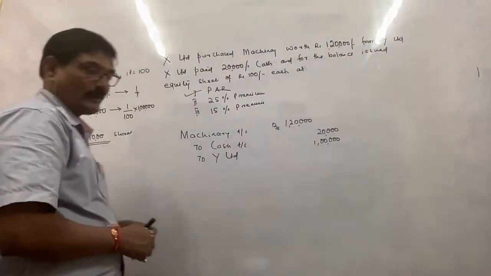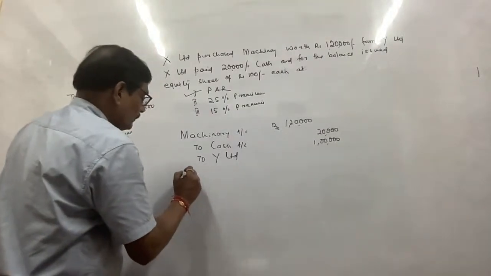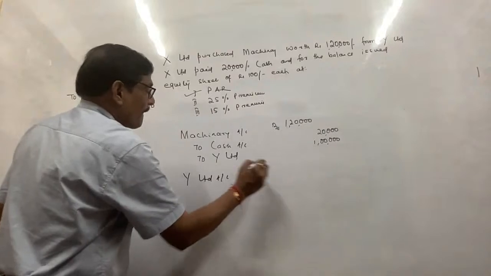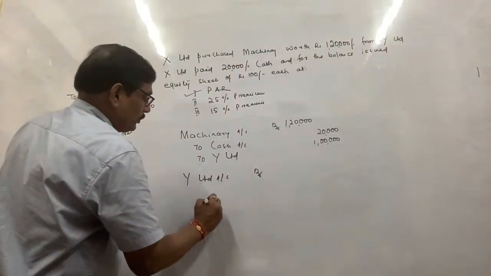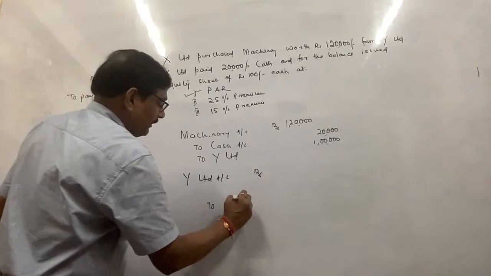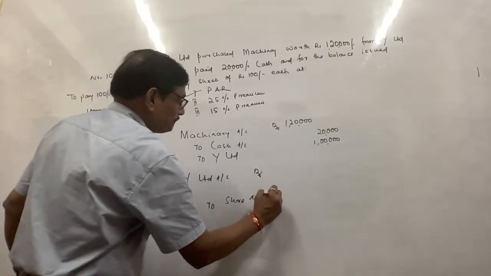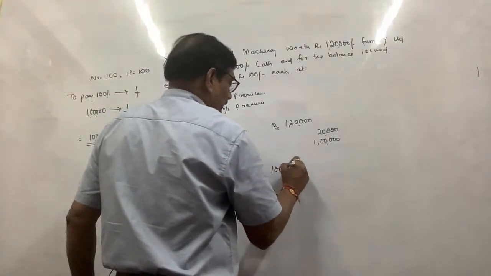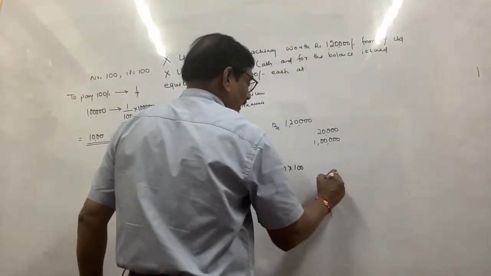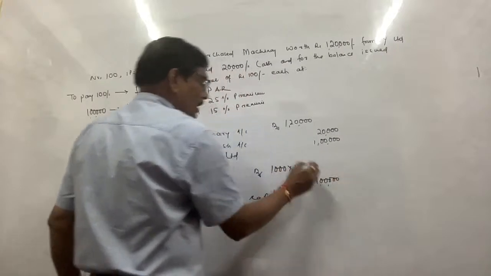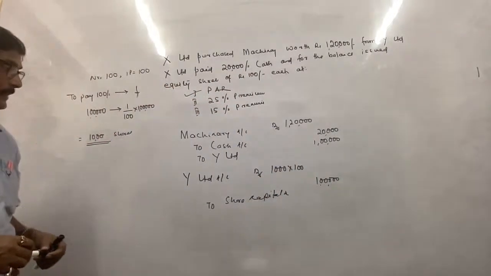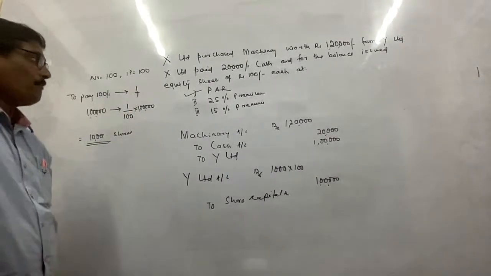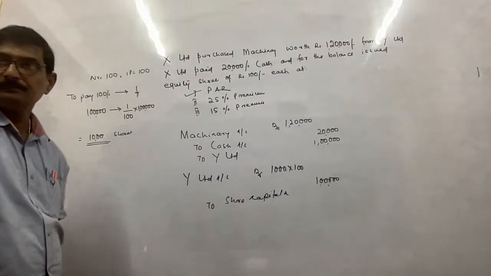So at that time, the entry will be Y Limited account debited to share capital, 1,000 shares of 100 rupees each. Don't write in this way. You have to write the full amount. Y Limited account debited to share capital when shares are issued at par. Okay?